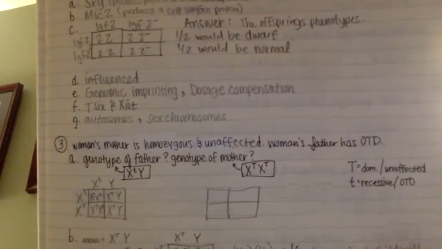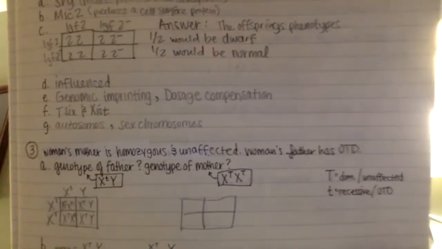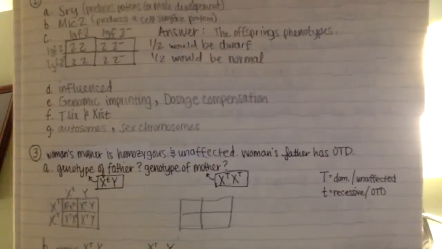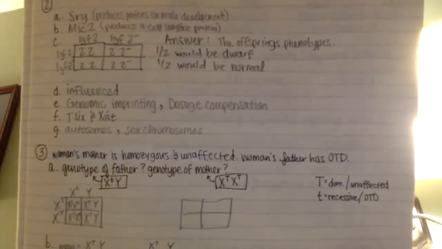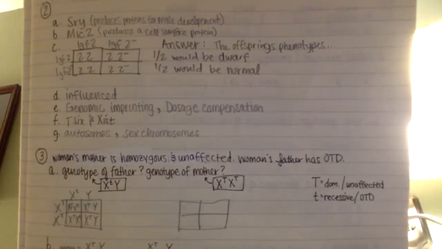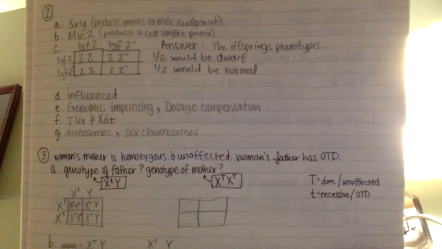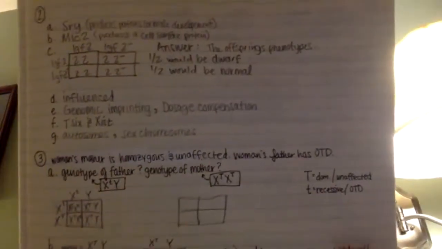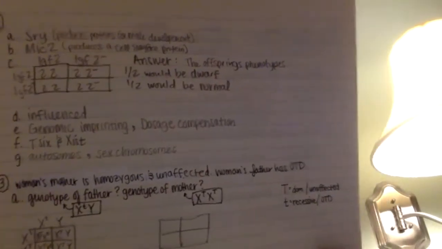A woman's father has ornithine transcarbamylase deficiency. They call it OTD, and for my sake, I will use OTD. It's an X-linked recessive disorder producing mental deterioration if not properly treated. The woman's mother is homozygous and is unaffected. So it's saying that the mother is homozygous and the father has this disease, which is X-linked recessive.